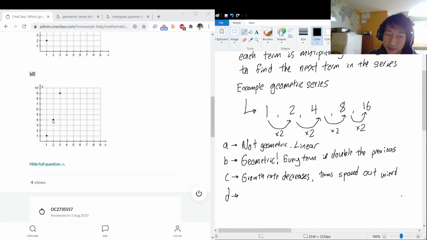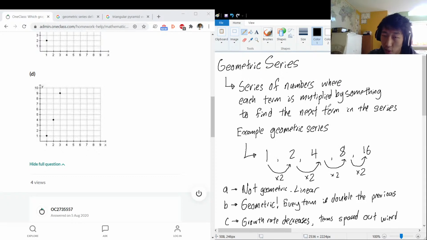This is actually a parabola, because it seems like the y value is just the x value squared. Like you see here, x value is 1, square that, becomes 1. X value is 2, square that, you get 4. For x value 3, you square that, you get 9. This is a parabola, which is certainly not geometric, because you're squaring your term number instead of multiplying something to your previous term.